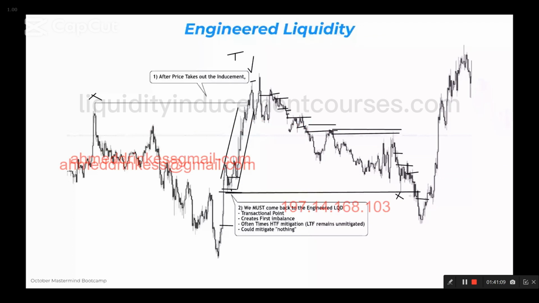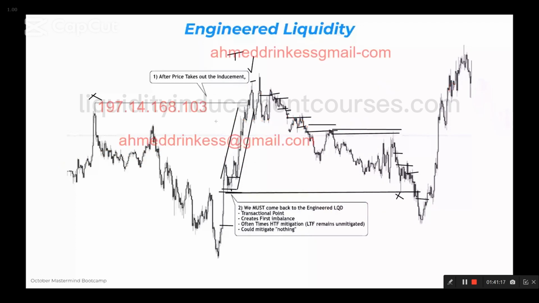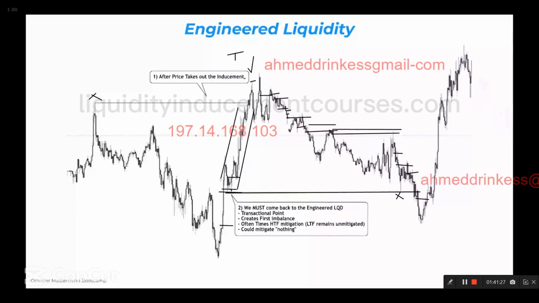After you take out all of the order flow, guess what? Engineered liquidity. This is what we also call a wall. Engineered liquidity is called a wall. That means this is where price must come back down to no matter what. This is our wall. And this is where it needs to be rebalanced.